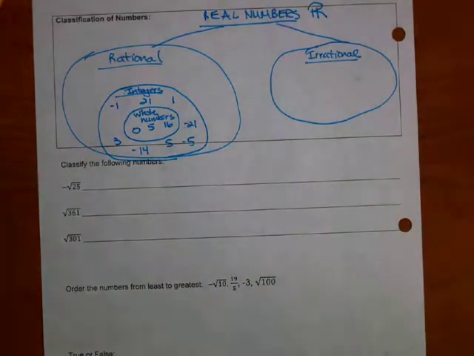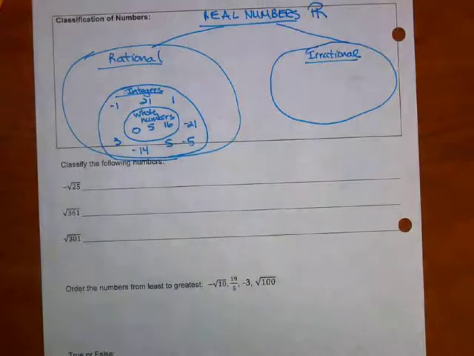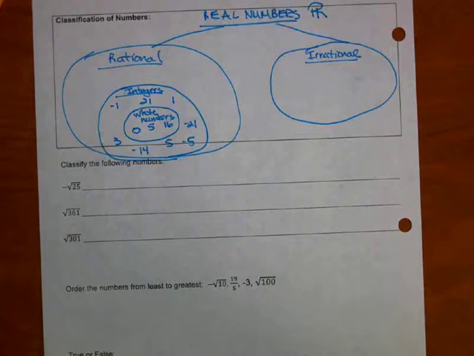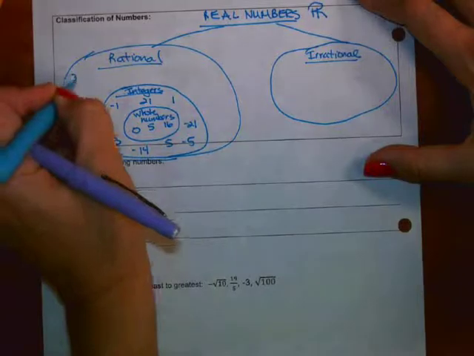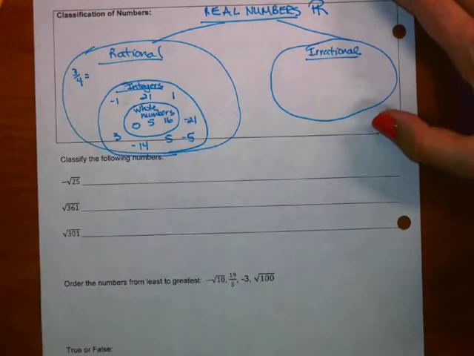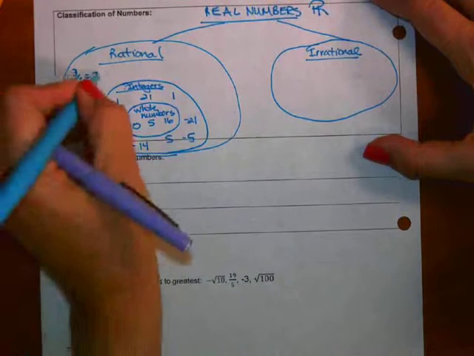So integers include whole numbers. And then there's one set of numbers we're not including in these two, and it's the decimals. The decimals that repeat or they end. Okay, so let's say 3/4. What is that as a decimal? Does anybody know? 0.75. That's a rational number.